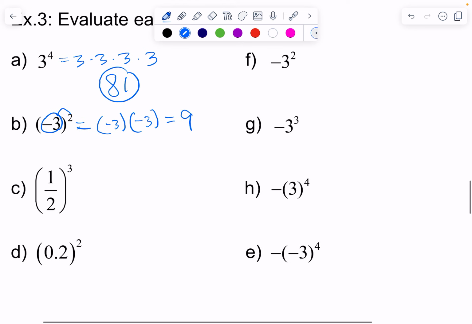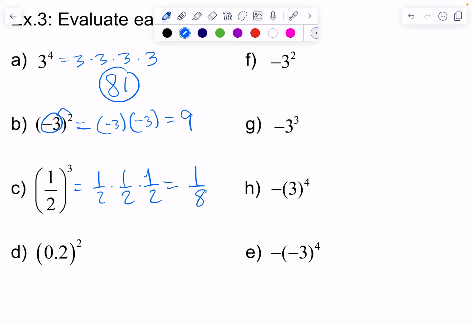If I have a fraction raised to a power, it's the same exact concept. It's 1/2 to the 3rd power, or 1/2 cubed, which is 1/2 times 1/2 times 1/2, which equals 1/8. If I have a decimal raised to the 2nd power, don't let that scare you. That's just 0.2 squared. So that's just 0.2 times 0.2, which is going to equal 0.04.